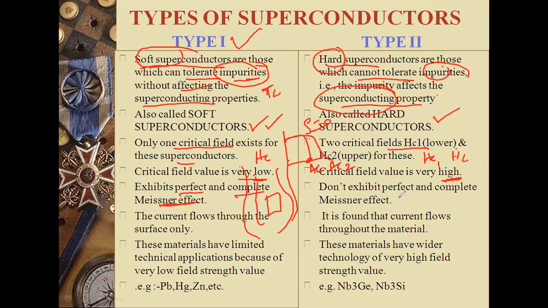But here they don't exhibit the perfect, complete Meissner effect. Some of the lines they expel, some of them they go through the sample. So you cannot see the Meissner effect perfectly in type 2. The current flows through the surface only. Here the current flows completely only on the surface of the sample.